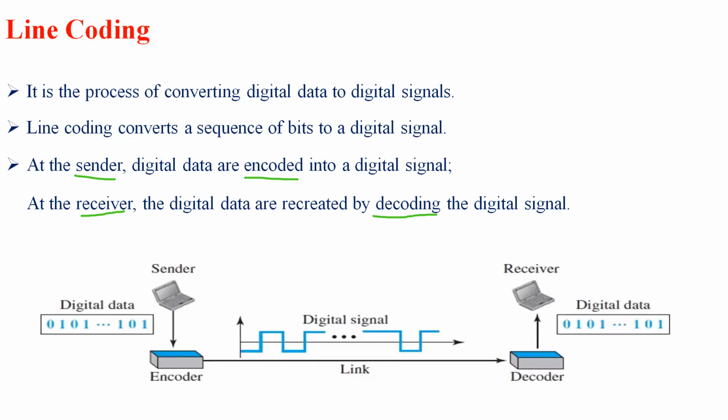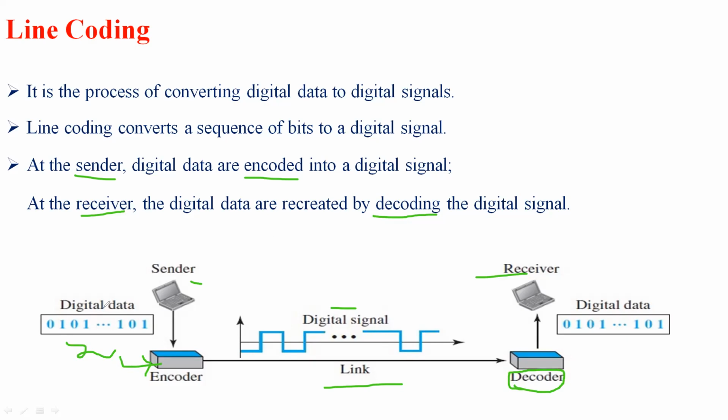This figure shows line coding and how the decoding process takes place. In this example, we have two entities, a sender and a receiver. For communication, we have a link through which the digital signal is carried. Here the digital data is first encoded by using an encoder, which encodes the digital data into digital signals. Then the digital data is recreated by using a decoder.